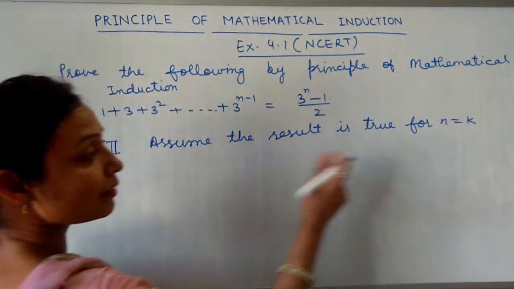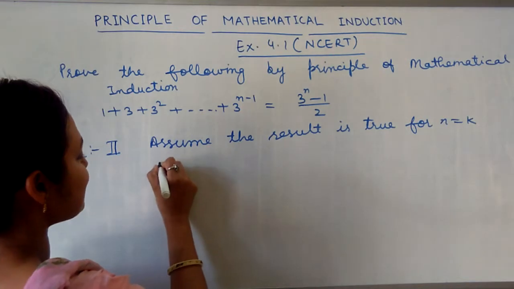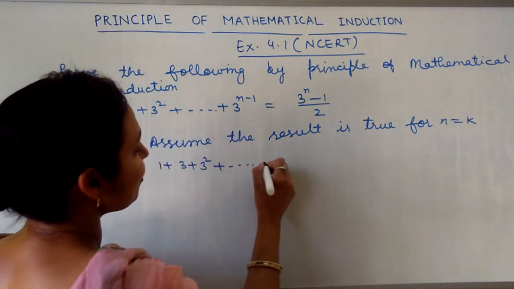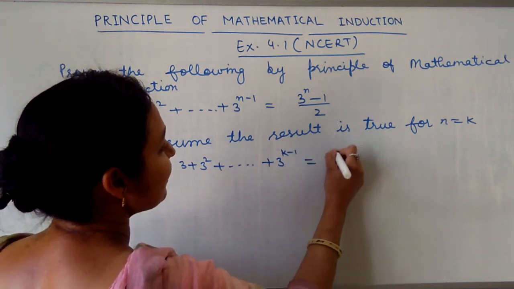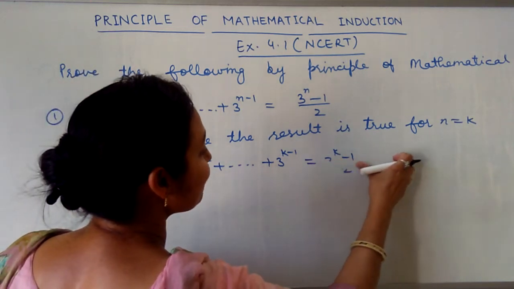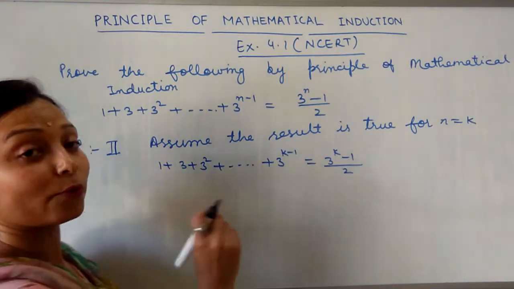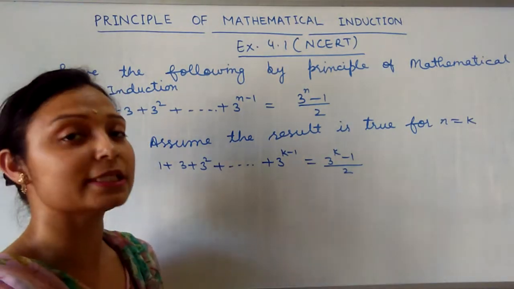When you assume the result for n equals k, replace n by k like this: 1 plus 3 square, and so on, plus 3 raised to power k minus 1, equals 3 raised to power k minus 1 upon 2. Okay, you have to take only k in place of n. The second step is complete now.